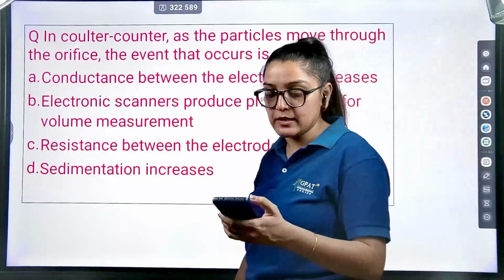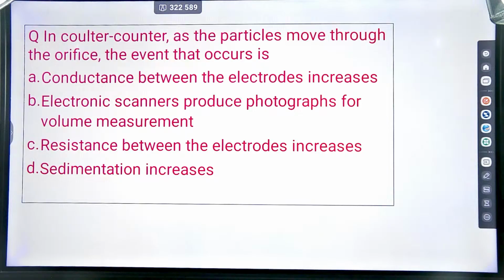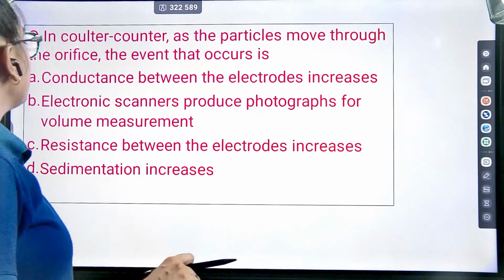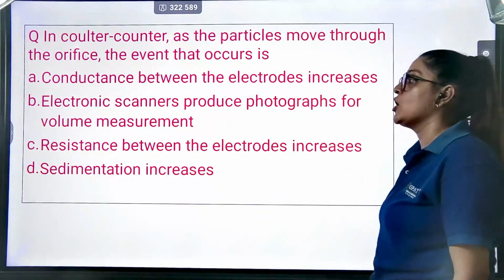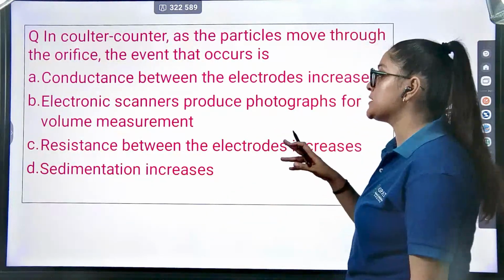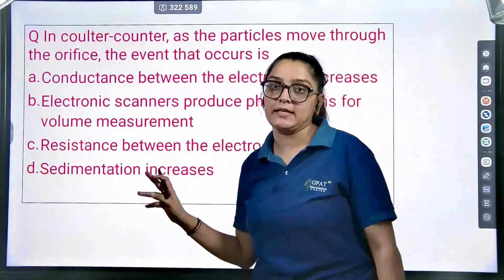Next question. The question is a little bit bigger. Let's see how many of you can answer this without my help. I'll read the question for you. In the Coulter-Counter method, as the particles move through the orifice, the event that occurs is: option A, conductance between the electrodes increases. Option B, electronic scanners produce photographs for volume measurement. Option C, resistance between the electrodes increases, and option D, sedimentation increases.